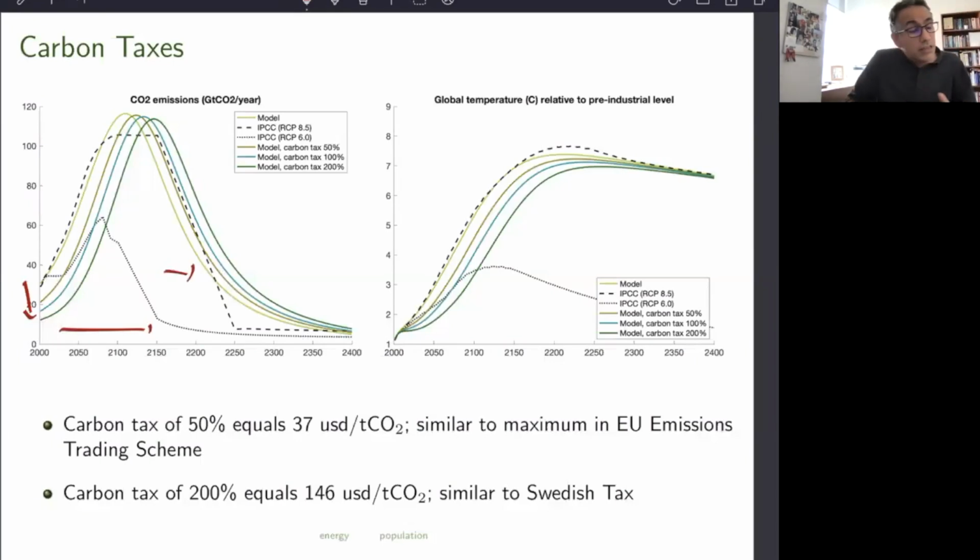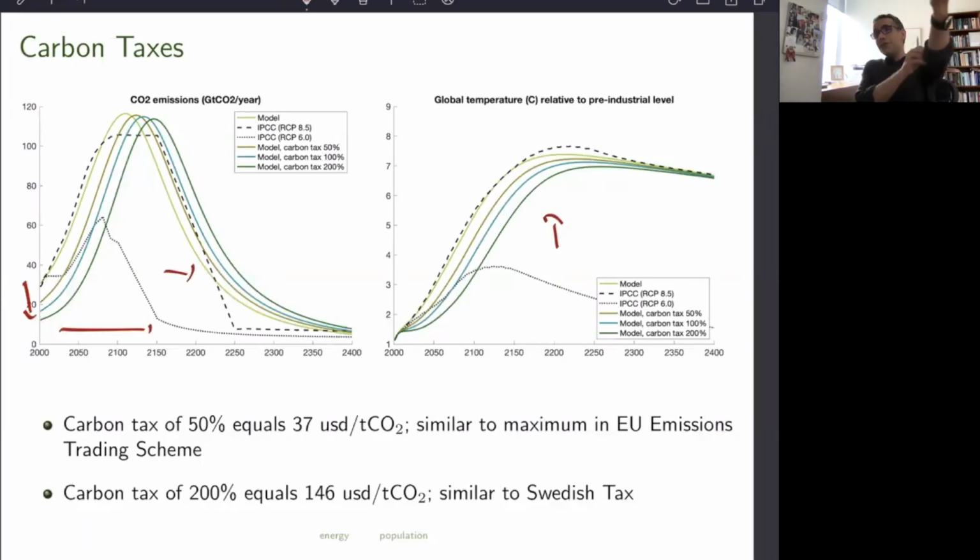What it does is essentially delay the consumption of carbon. That's the main effect of the tax. It delays the consumption of carbon. That's what you see in the graph on the left. And that has an effect, of course, on temperatures. It essentially flattens the temperature curve.